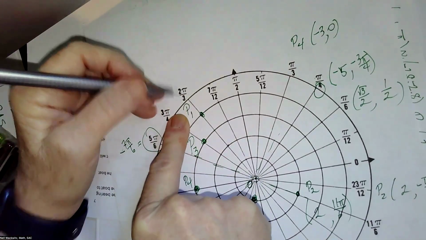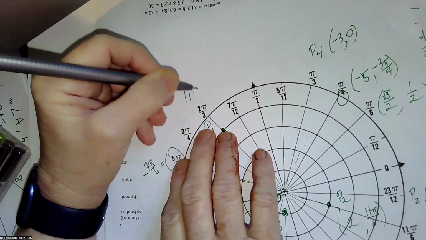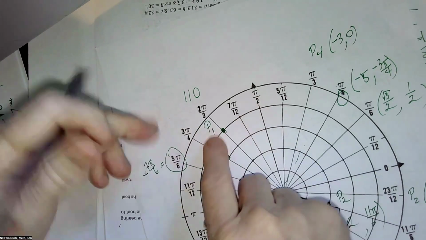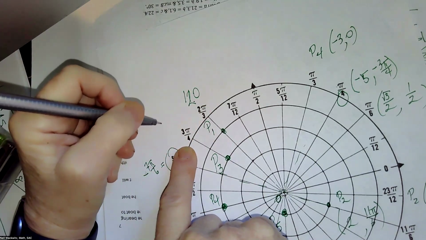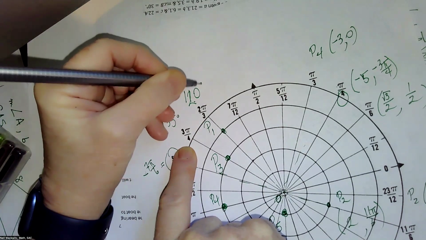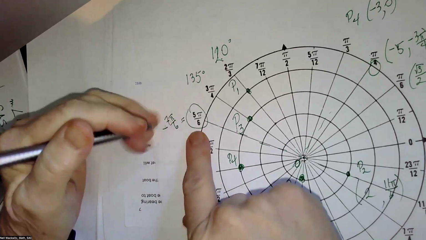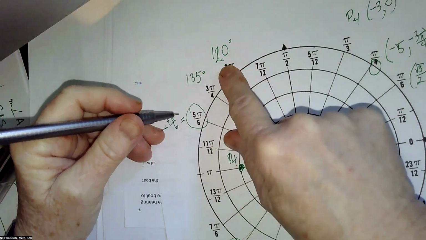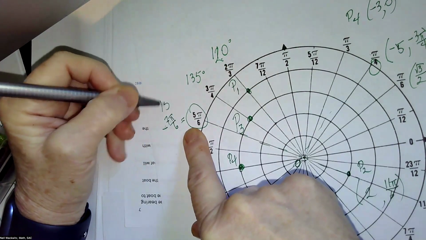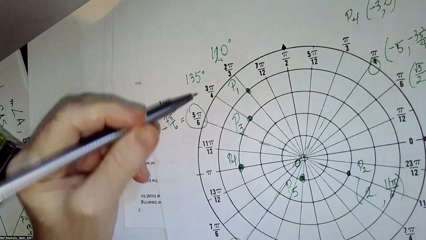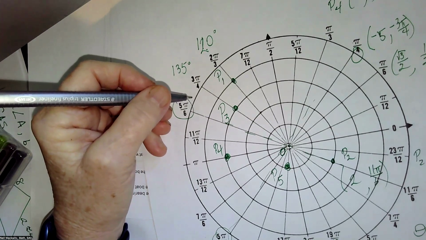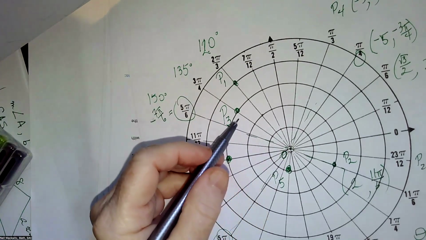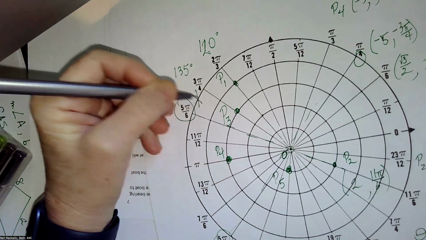And I'm going to find its position by comparing it with angles that I know. So I know that 2 pi over 3 is 120, because it's 30 plus 90. That 3 pi over 4 is 135. And our angle was 143. So let's see, 5 pi over 6 is 120 plus 30, which is 150. So our angle is between 3 pi over 4 and 5 pi over 6, closer to 5 pi over 6.